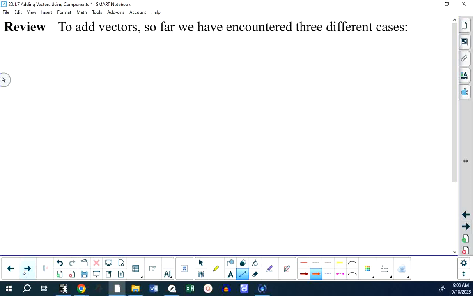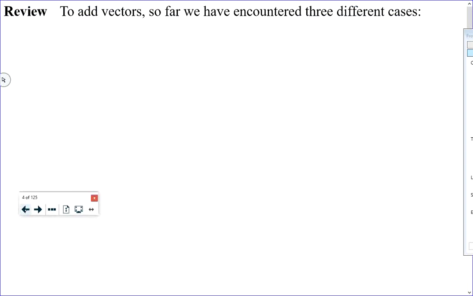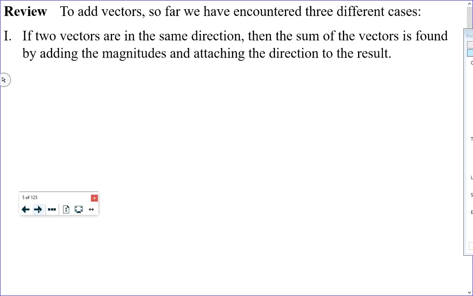So, quick review. There's 3 different situations that we've encountered when you're adding vectors. And again, I'm dealing here with displacements because it's easy for us to think about. But the same rules could be applied to adding forces, which are vectors, or velocities, which are vectors, and we will get to that tomorrow and the next day, or electric fields, which are vectors, which we deal with in Physics 30. But the 3 basic situations are these.